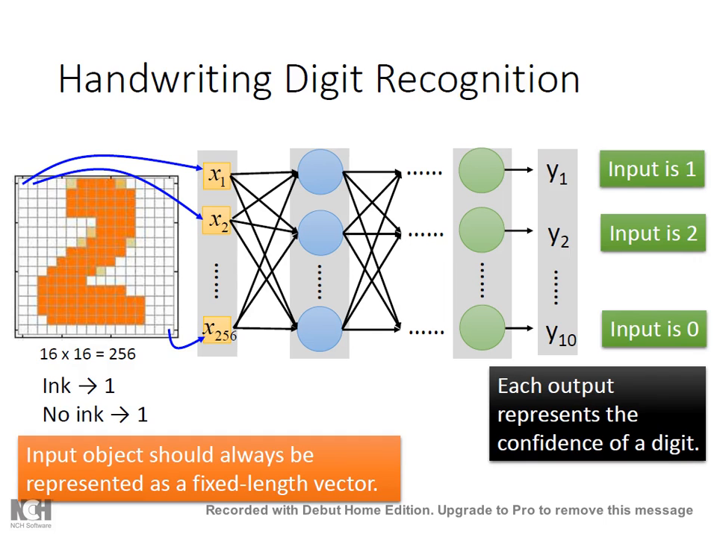Then you just reshape the 2D image into a single vector. Here you can see we have F1, F2 to F256, a 256-dimensional vector. You just reshape it as a one column vector.